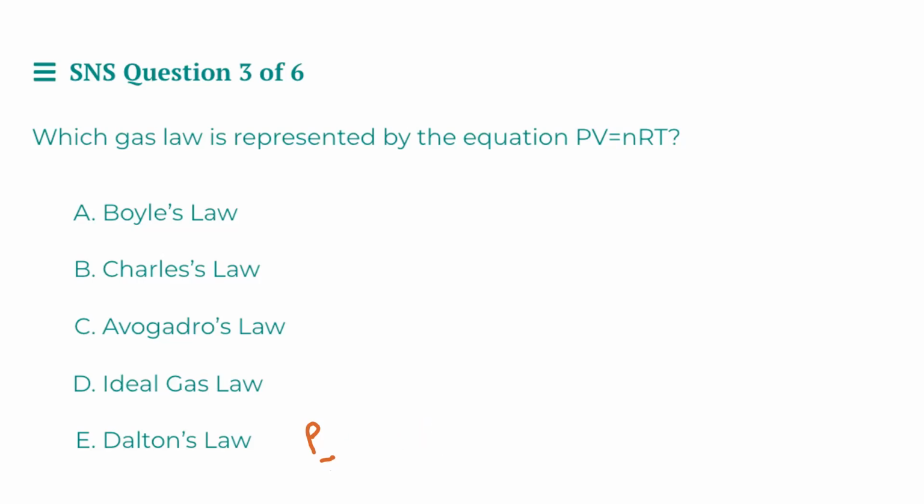But again, this is not represented by PV equals nRT, and therefore E is not correct. So the correct answer option is D, the ideal gas law.